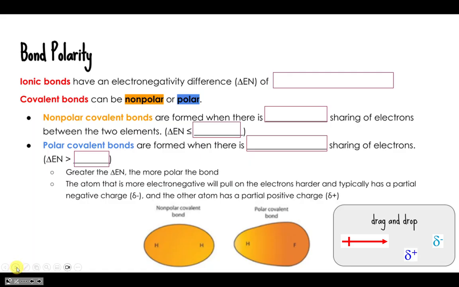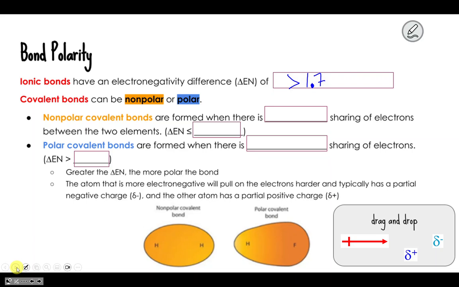Okay, so before we can get into molecular polarity, we need to talk about bond polarity. Last unit we talked about ionic, covalent, and metallic bonds. Those are full-out bonds. Now we're going to break down the covalent bonds into a couple of different categories. Ionic bonds have an electronegativity difference greater than 1.7. However, if it was 1.7 and less, then it was going to be covalent.